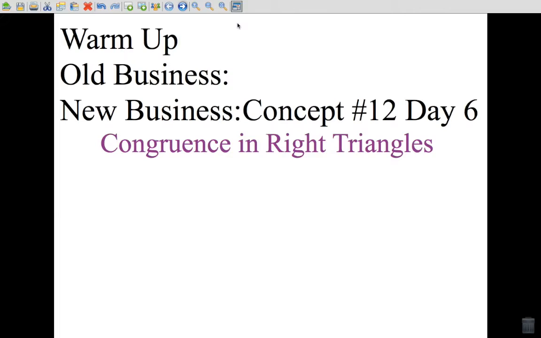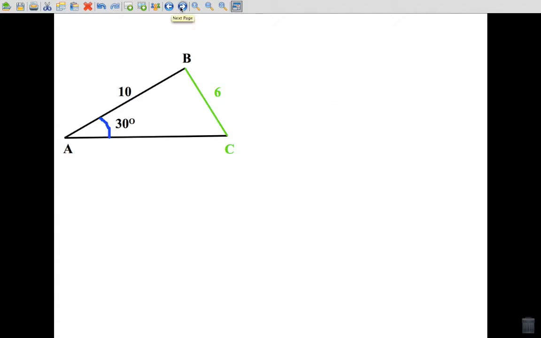Today we're going to learn about Concept 12, Day 6 in Geometry. It's all about congruence in right triangles. When you look at this triangle, ABC, it would appear that we have an angle, a side, and a side that we know the measurement of. However, another triangle with the identical measurements could be drawn in a different way.